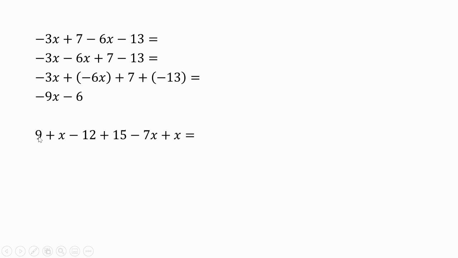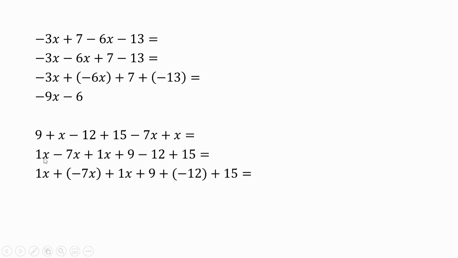So same thing here, I got a 9, that goes to the 12, the 15, and the x's, I got a 1x, a negative 7, and another 1x. So I'm going to go ahead and put those in order. I put a 1 there just to re-emphasize that I got 1x, okay? Anywhere that I had to add the opposite, so right here I did plus negative 7, and I changed this to plus negative 12, just to make the combining easier again. So I get 1, all right?